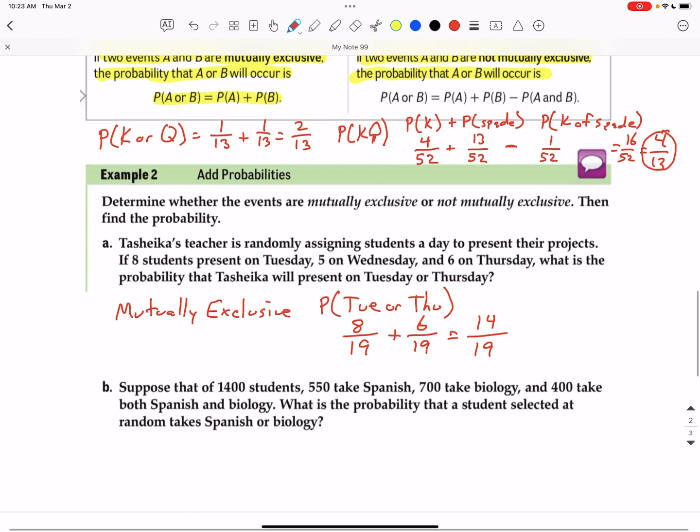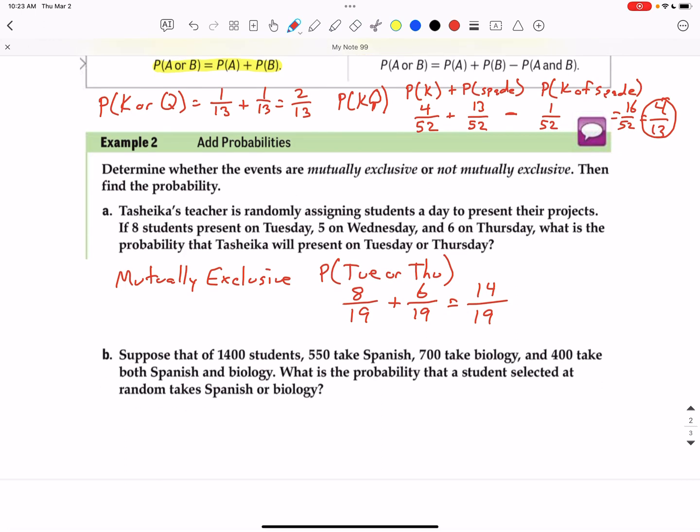Part B: suppose that of 1,400 students, 550 take Spanish, 700 take biology, and 400 take both Spanish and biology. What is the probability that a student selected at random takes Spanish or biology? So these are not mutually exclusive because it flat out says that there are some students that take both Spanish and biology.